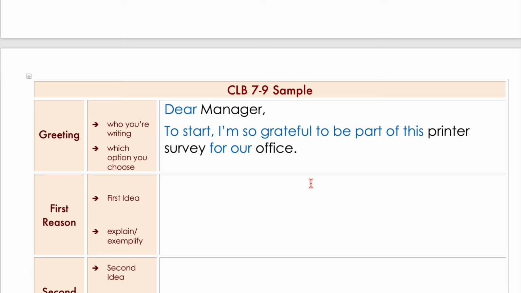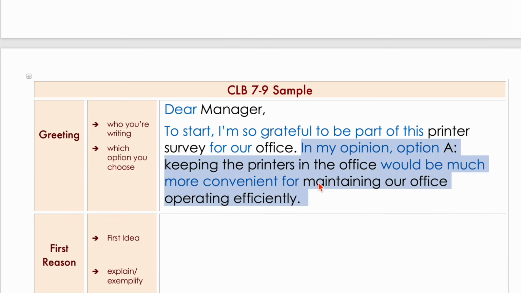And we just want to be direct. I mean, the greeting is, we want to start off good, but it's not like we are going to express everything so strong in the greeting, okay? Now we want to put in our option that we choose. Okay. In my opinion, option A, keeping the printers in the office would be much more convenient for maintaining our office operating efficiently. Okay.